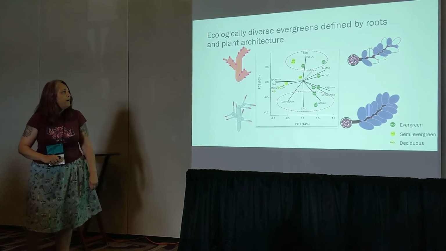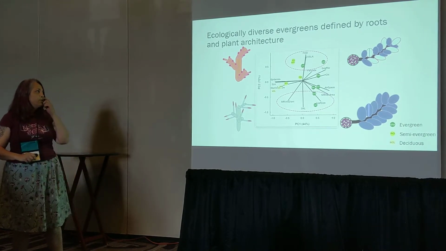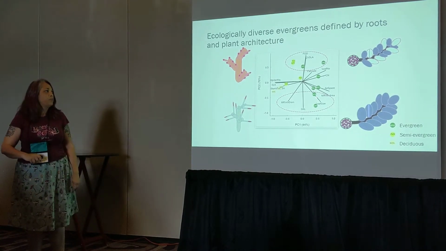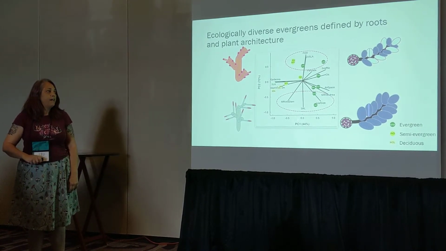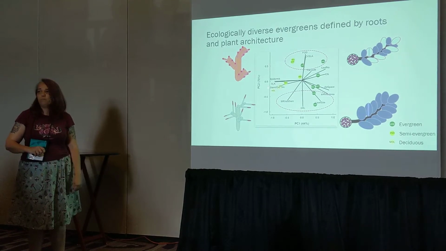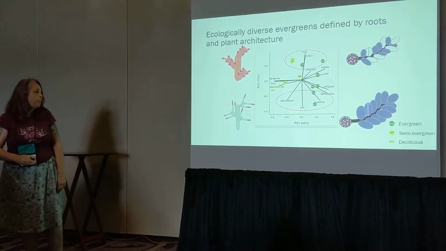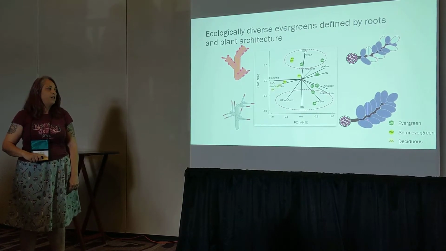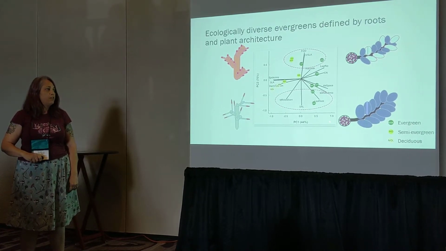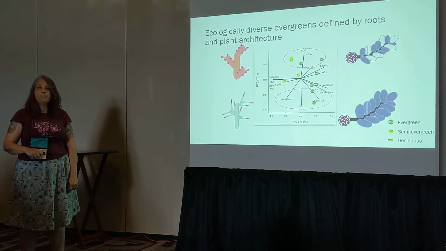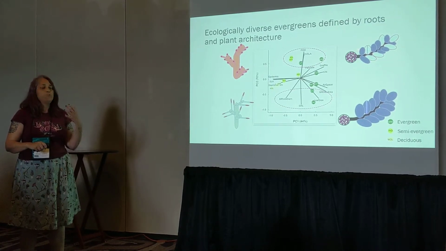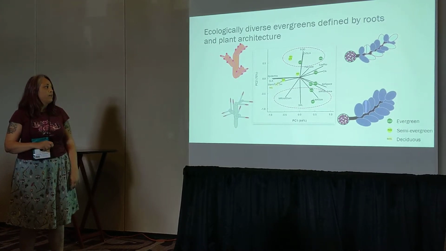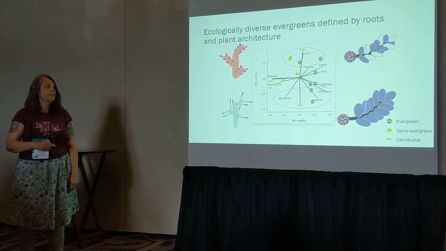And lastly, we find that these ecologically diverse evergreens are not characterized by the leaf economic spectrum. They're actually diversified across this root plant architecture spectrum. So on the one end, we've got species with large leaves, lots of xylem transport, and low variation in the leaves. On the other hand, you have things with small leaves, high leaf variation. And this is actually related to a lot of root tip abundance.